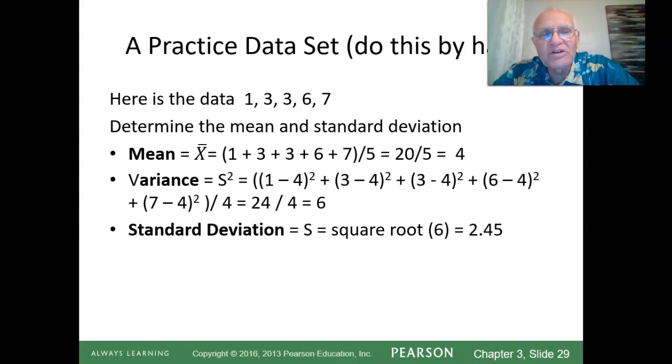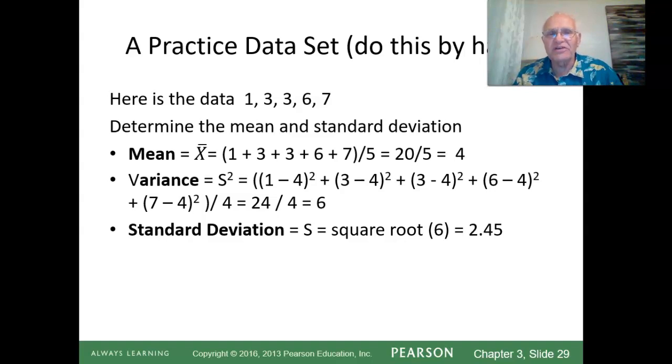So if you did the calculations, what you should have gotten is that the mean is equal to the sum of the data, which equals 20, divided by 5, the number of observations. So the mean would be 4. Shown on the first slide, the first line there. The second line shows the variance, which is what we get before we take the standard deviation.